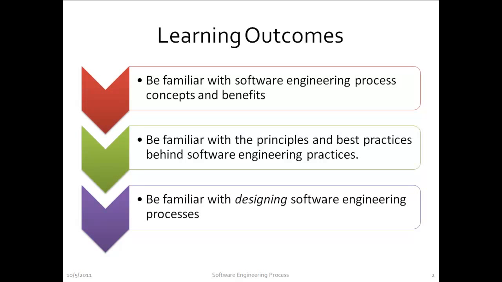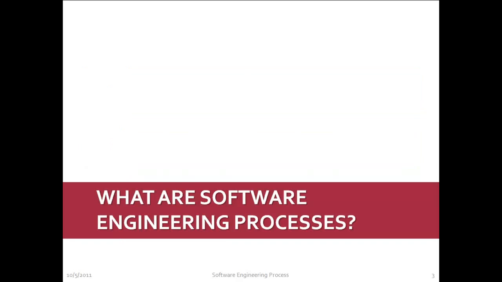We expect students studying this module to come away with the following learning outcomes. First, an understanding of what software processes are and what benefits they might bring to the development of software. Second, an understanding of the best practices and principles that should be made part of a software engineering process. And thirdly, an understanding of how to customize processes to projects. The last item is in fact the most important learning outcome of this lecture.